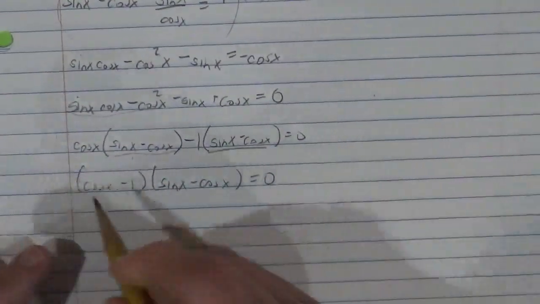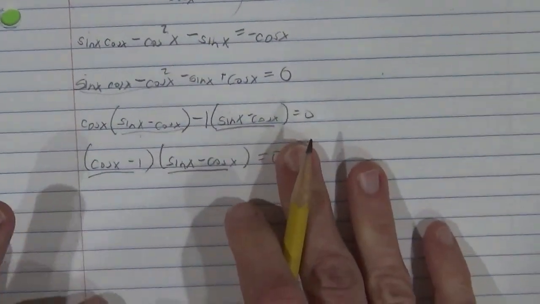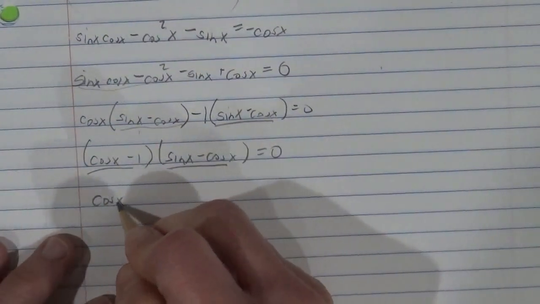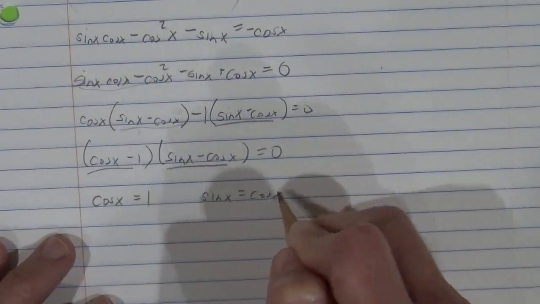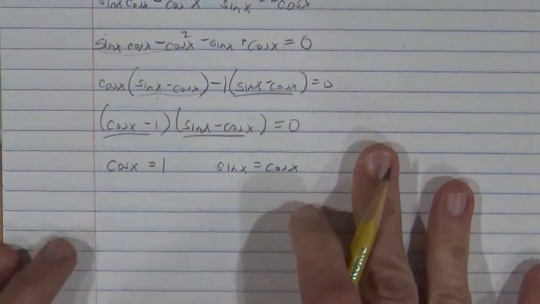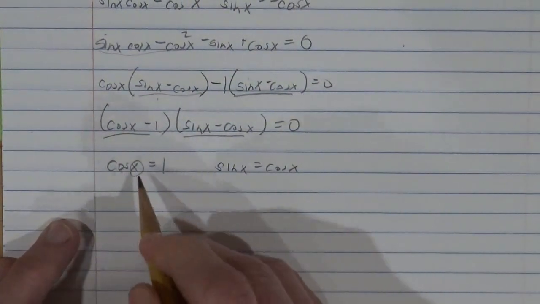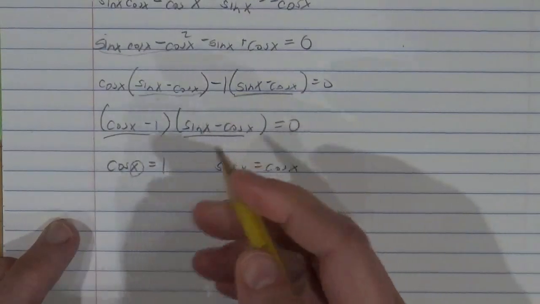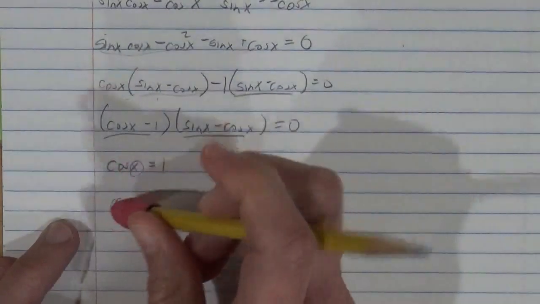So now either this equals 0 or this equals 0 by our zero product property. So either the cosine of x will equal 1 or the sine of x will equal the cosine of x. So thinking to our unit circle, what angle gives me a cosine value of 1? What angle gives me an x value of 1? Well, that's 0 and just 0.